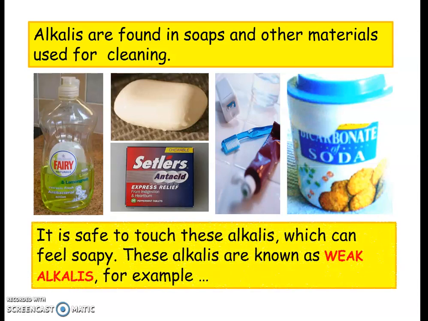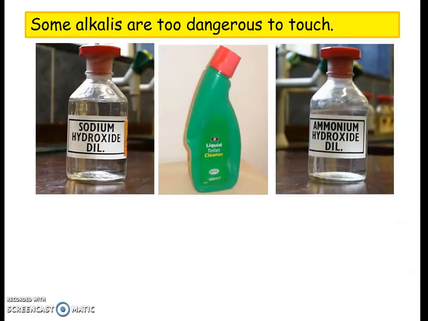And it is safe to touch them, and they do feel soapy, a lot of the types of alkalis that you'll find around your house. And they are known as weak alkalis. If you're using bleach, it doesn't typically turn soapy, but that is a strong alkali. So like here, it's got the toilet cleaner, bleach, ammonium hydroxide and sodium hydroxide. They are quite dangerous, but don't worry about using sodium hydroxide in the school lab. We dilute it down so it's not as dangerous for you to use.